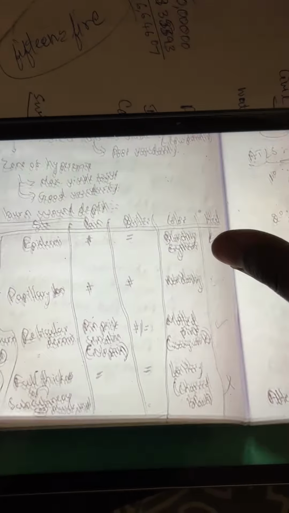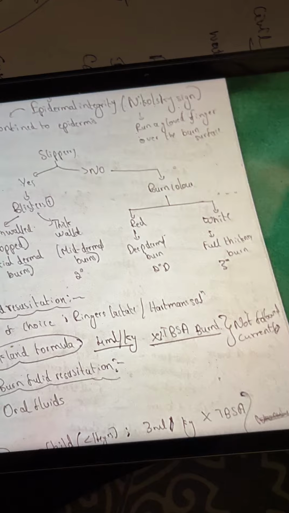Next, mottled, leathery and all comes in deep burn, so it will not be slippery. If some vascularity is retained, it would be deep dermal. If that is also fully gone, then it's full thickness.